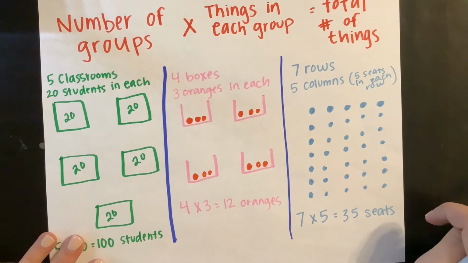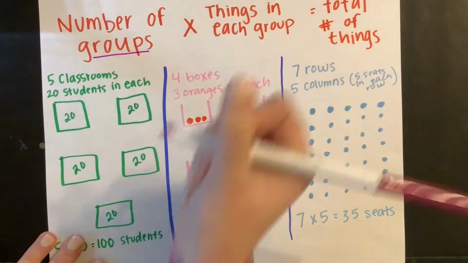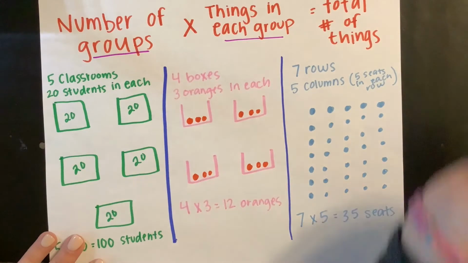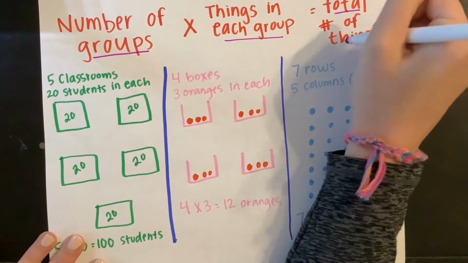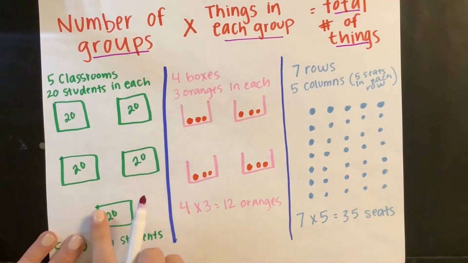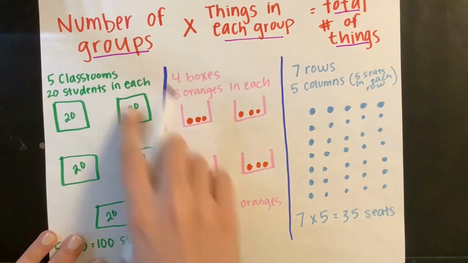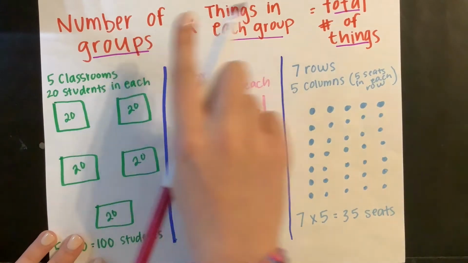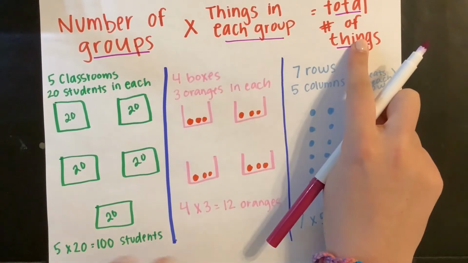I want to teach you something about multiplication. Typically in multiplication, you see things like this. You see a certain amount of groups. You see things in each of those groups. And then that equals a total number of those things. Just like we saw here. Our groups are classrooms. We have students in each classroom. So groups times things in each tells us the total number.